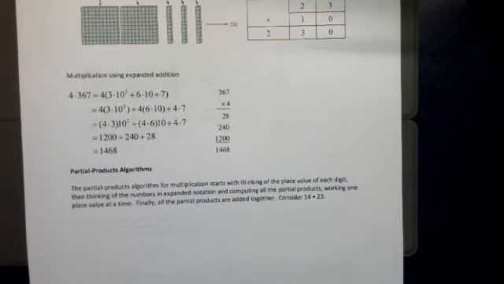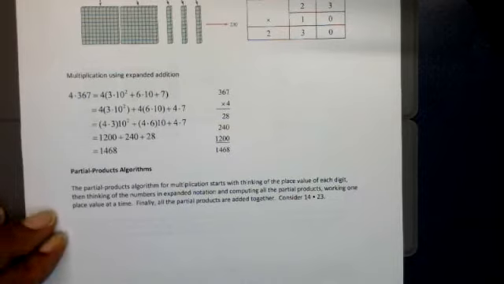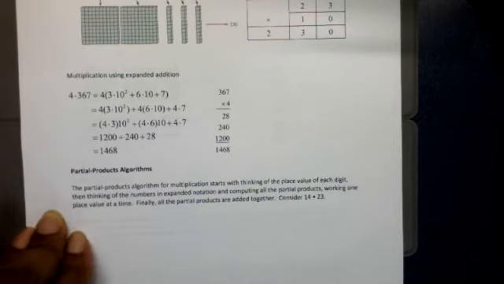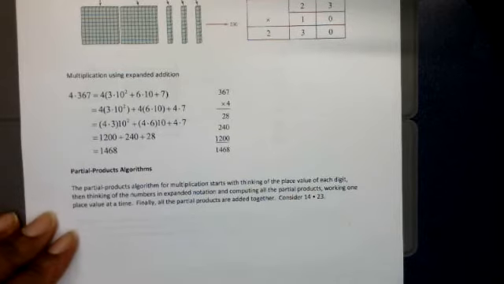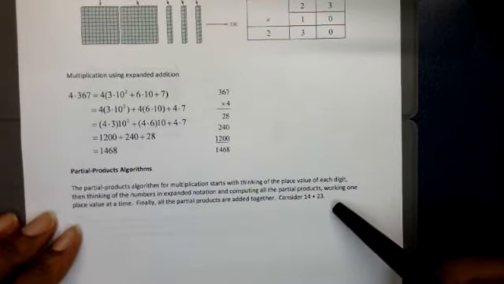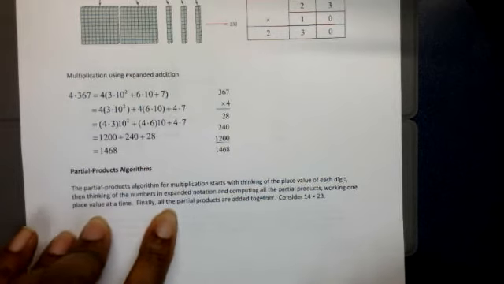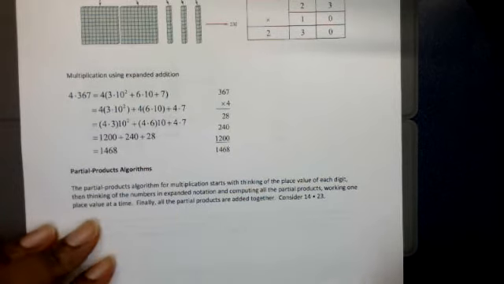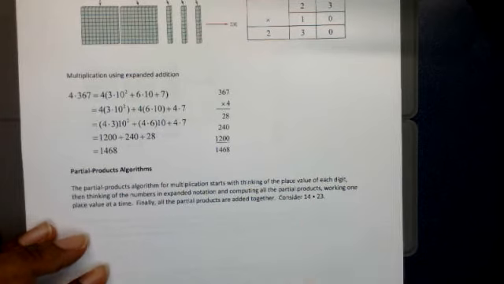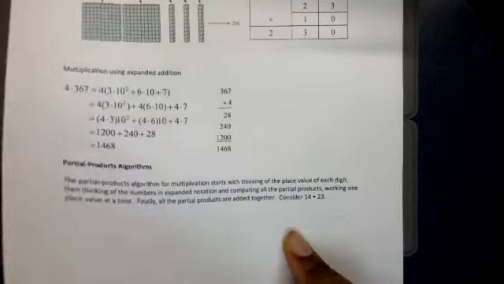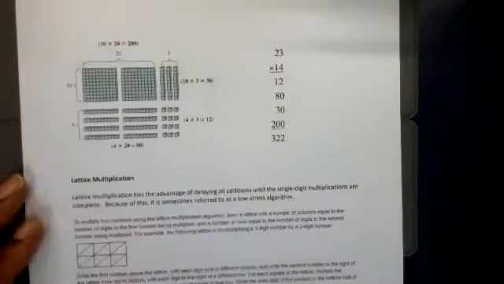Now here's some algorithms for partial products. The partial products algorithm for multiplication starts with thinking of the place value of each digit, then thinking of the numbers in expanded notation and computing all partial products, working one place value at a time. Finally, all the partial products are added together. So let's consider 14 times 23. And this is illustrated on the next page.